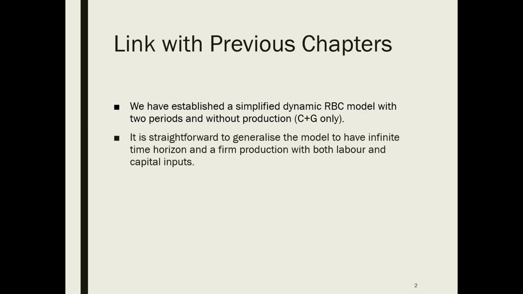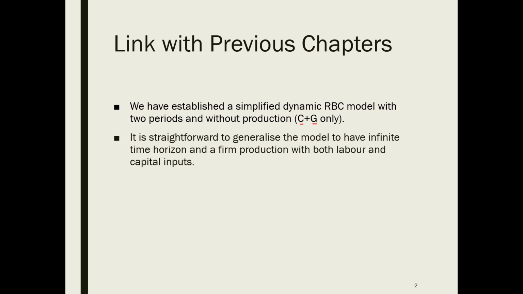In the first lecture on dynamic models, we developed a simplified two-period dynamic model with consumers only. In the second lecture, we extended it to include the government, so the demand side of the output market has consumption C and government G. In the complete version of the real business cycle or RBC model, we should also have the supply side of the output market, the firm, which employs both labor and capital to produce output.